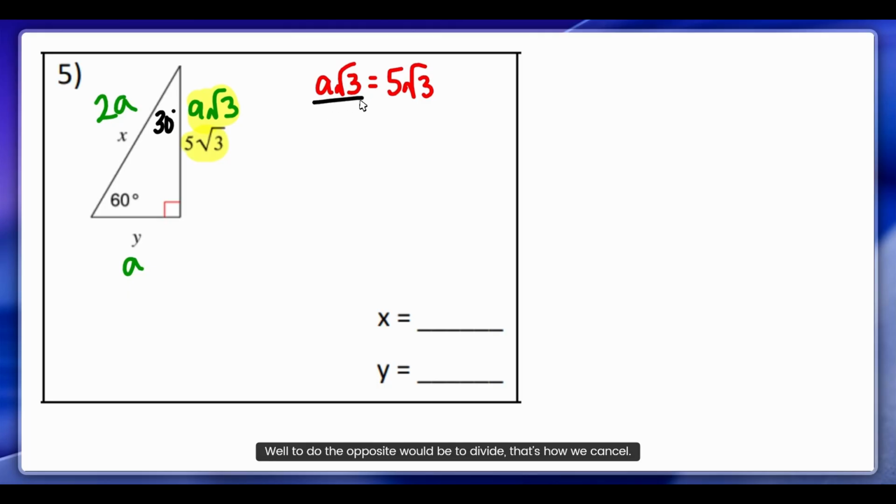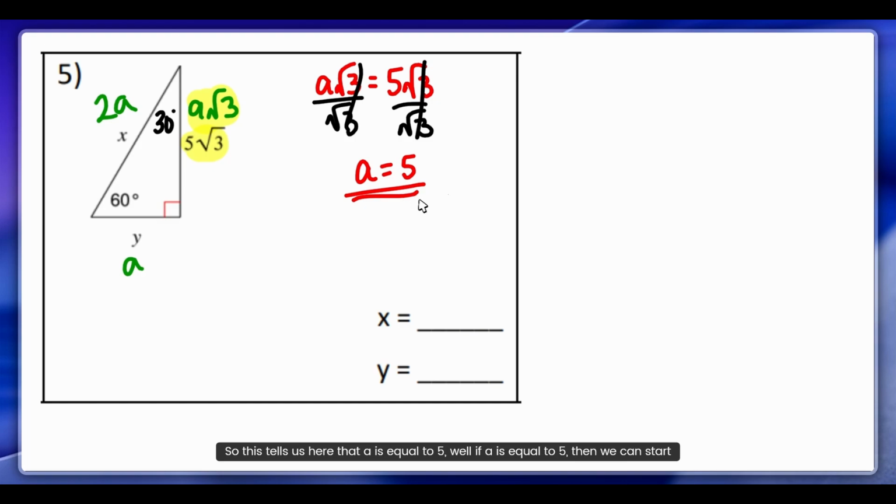That's how we cancel. So divide both sides by the square root of 3. This cancels, and well, these square root of 3's also cancel. So this tells us here that a is equal to 5. Well, if a is equal to 5, then we can start to find our answers here.